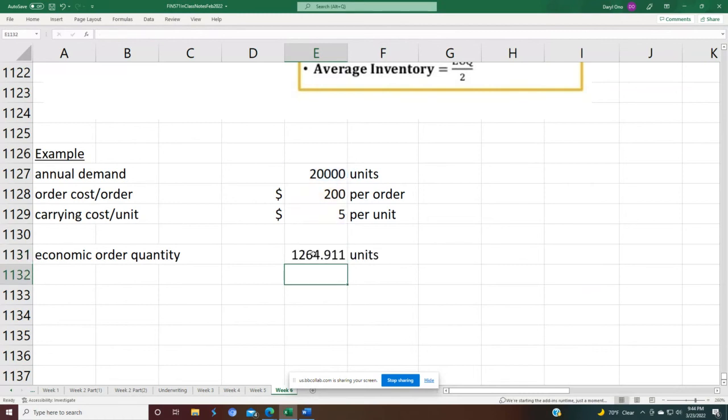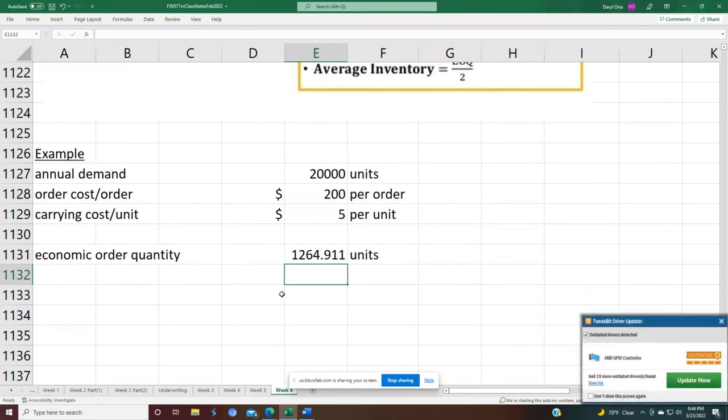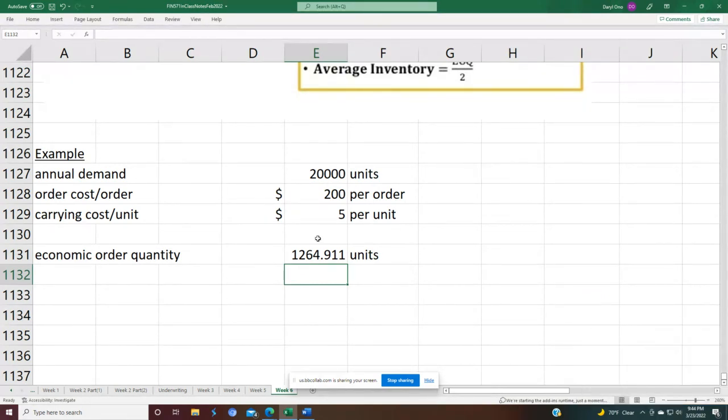Hit enter. Okay, so I come up with this funny number here. But every time, and let's just round it up, every time I place an order, I'm going to order 1,265 units. Got to round it up because it can't be a decimal point, right?